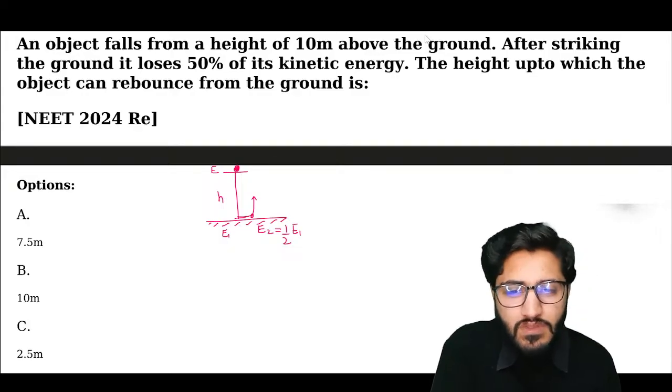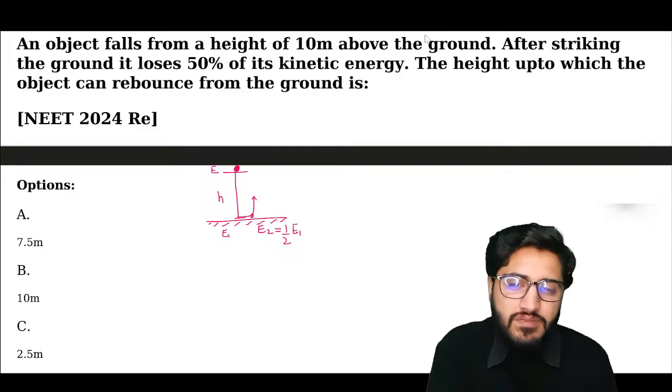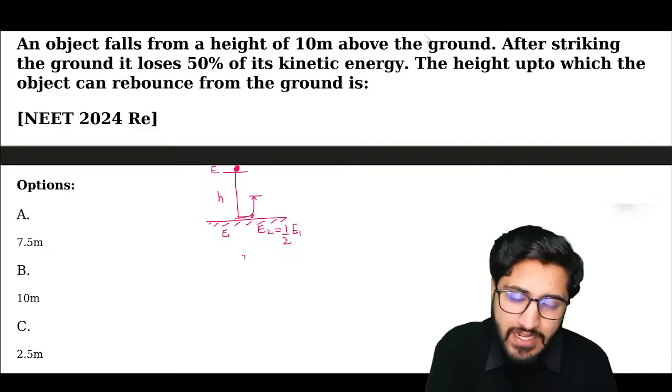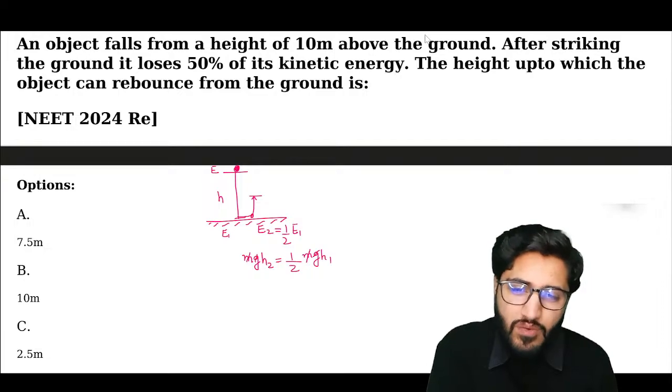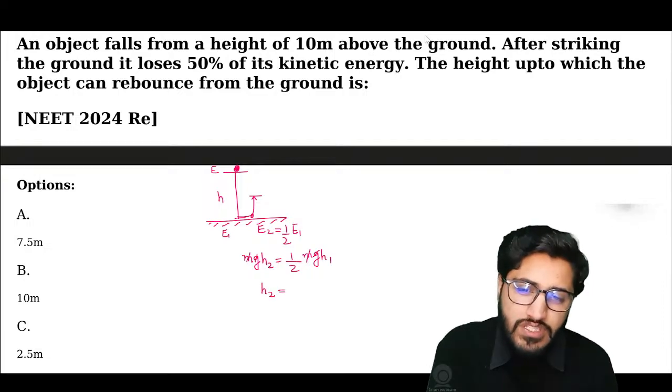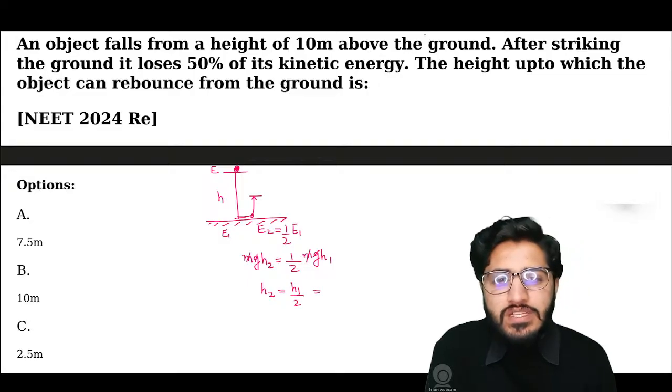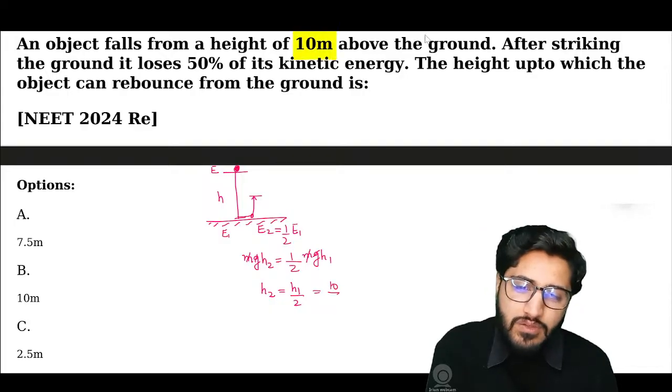What is energy? Potential energy, mgh. So I can write mgh2 is equal to 1 by 2 mgh1. The g's cancel out, so I have h2 is equal to h1 by 2. What is h1? h1 is given to me, it is 10 meters. So I can write 10 by 2. Therefore, my answer for h2 came out to be 5 meter only.